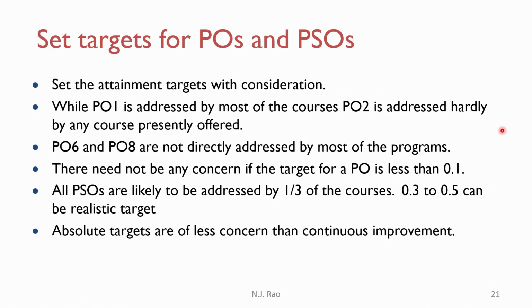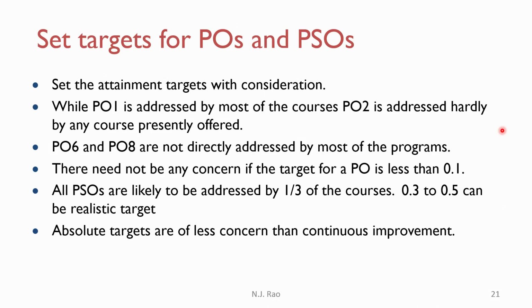For example, PO1 is addressed by most of the courses. PO2, as courses are offered now, is hardly addressed by any course. PO6 and PO8 are not directly addressed by most of the programs. So, there need not be any concern if the target of a PO is less than 0.1.